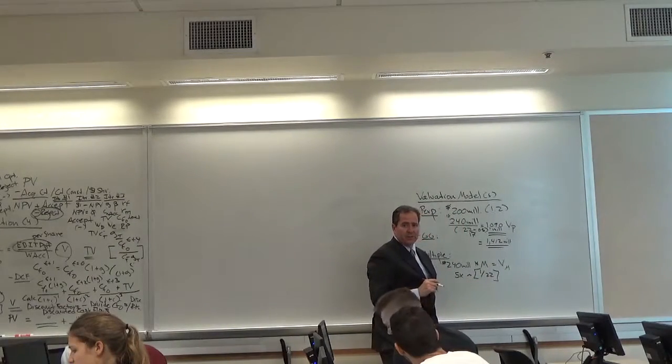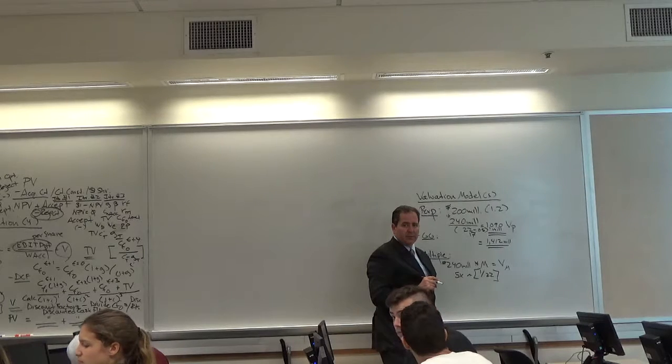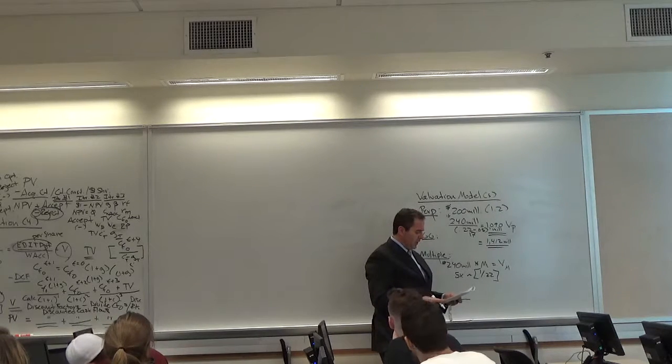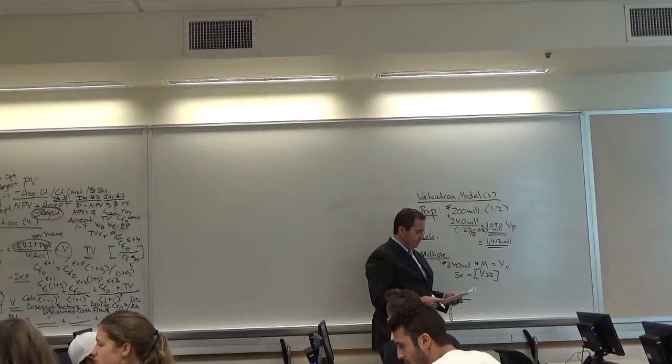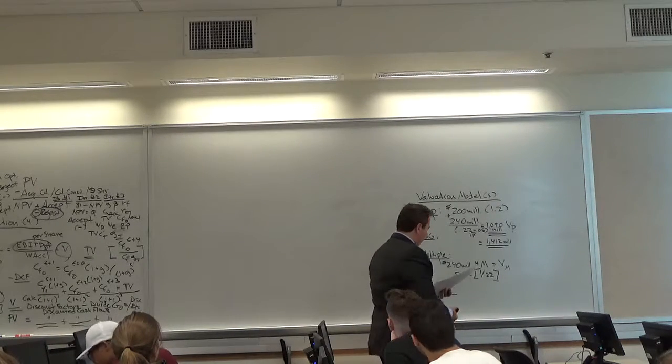Joanne, at the very top, it says calculate the multiple using a 12% expected return. Where does it say that? On the models used. Oh, don't worry about that. Okay, just wondering.